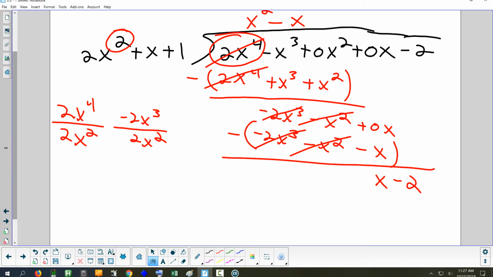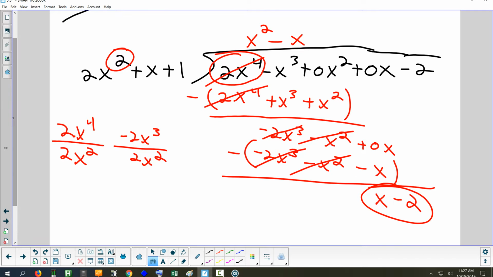So what's the degree on all of this? The degree of that polynomial. 1. That's a degree 1. It's a linear polynomial, degree 1. So is it less than or equal to? It is less than. Nope, not equal to.